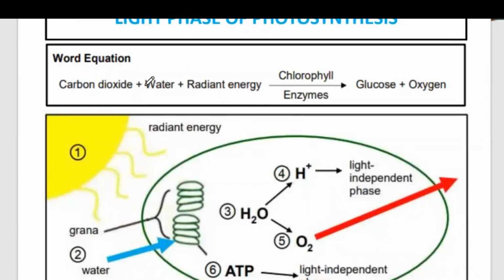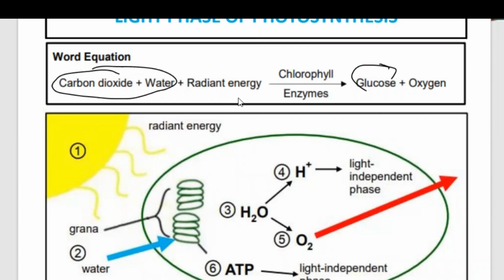This is just a word equation of photosynthesis: carbon dioxide plus water plus radiant energy, trapped by chlorophyll in the presence of enzymes, produces oxygen and glucose. They can ask you what the raw materials for photosynthesis are. The raw materials, or what is needed, are these two. The major product of photosynthesis is glucose. The major product is glucose.